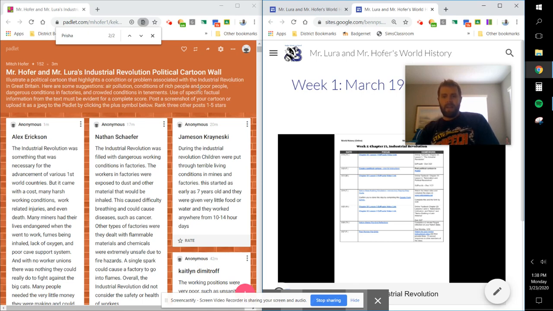Now, without giving you the exact Edpuzzle number, because I can't think of it off the top of my head, it deals with two different economic systems, socialism and capitalism. Okay? So pay close attention to this. Both of these economic systems developed during the Industrial Revolution.